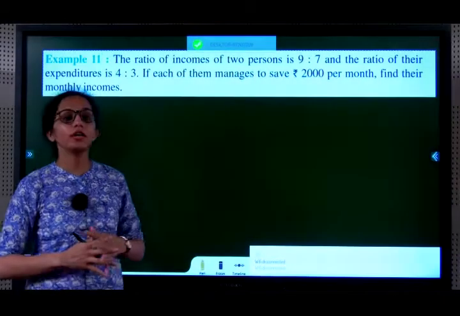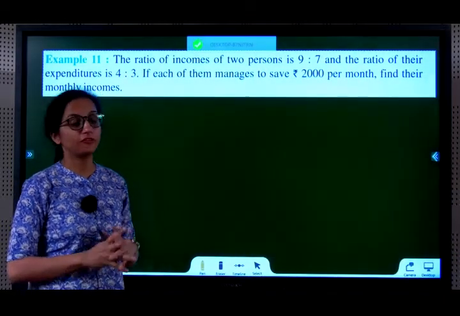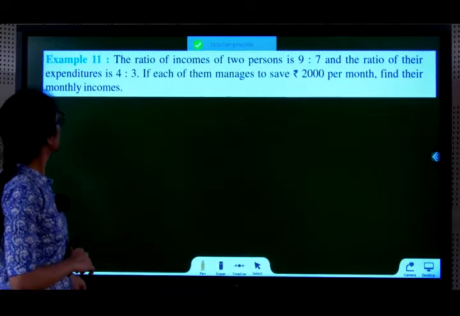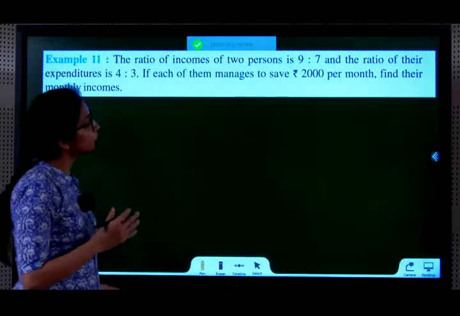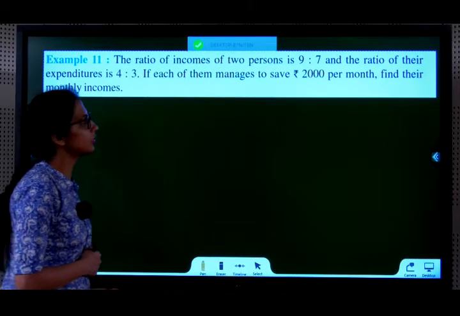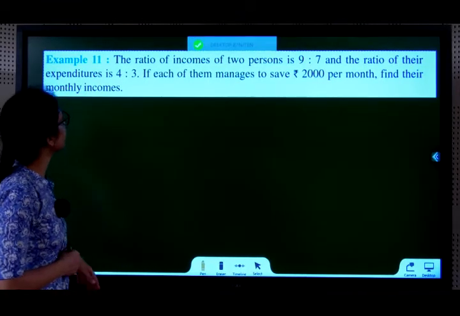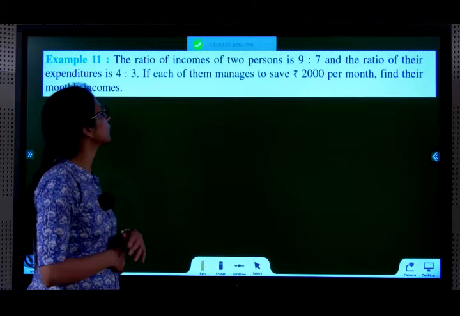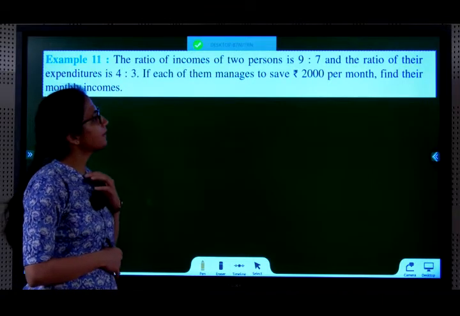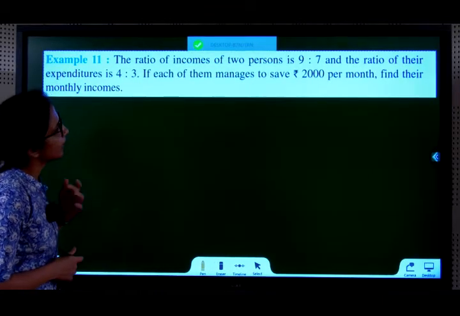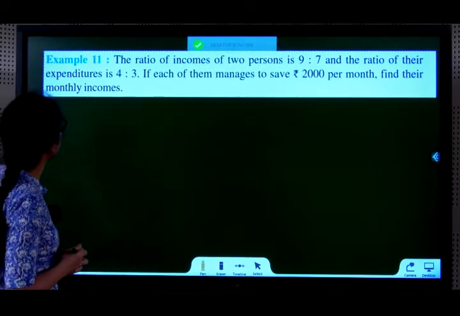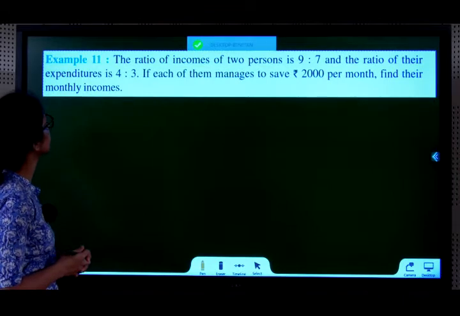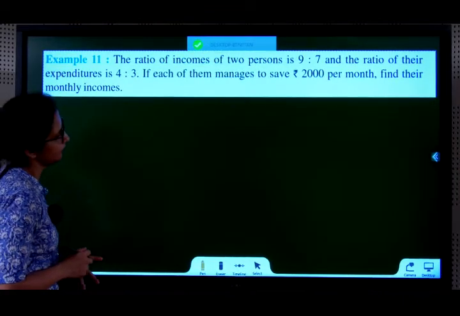Okay, so now we are moving on to elimination technique. We finished substitution. The ratio of incomes of two persons is 9:7 and the ratio of their expenditure is 4:3. If each of them manages to save rupees 2000 per month, find their monthly incomes.